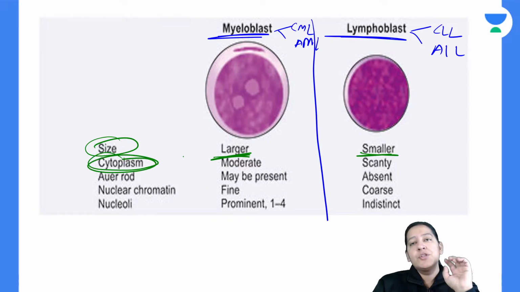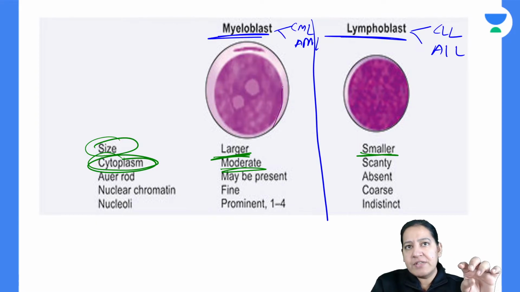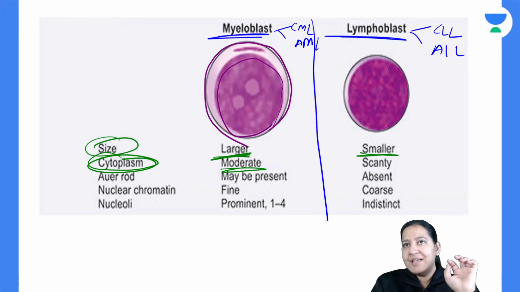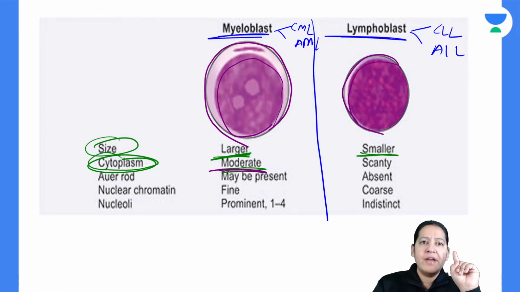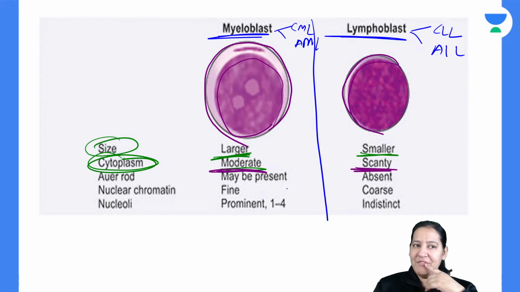Cytoplasm wise, both have very little cytoplasm. Still, myeloblast has moderate, light pink cytoplasm. Can you see this rim? This purple is the nucleus, and this is the cell membrane. Between the cell membrane and the nucleus, you can see a rim. Here, this is the entire nucleus, and I hardly see a very minute rim of cytoplasm. So cytoplasm is moderate in myeloblast and very scanty in lymphoblast. You got it? Give me a thumbs up if you got it.